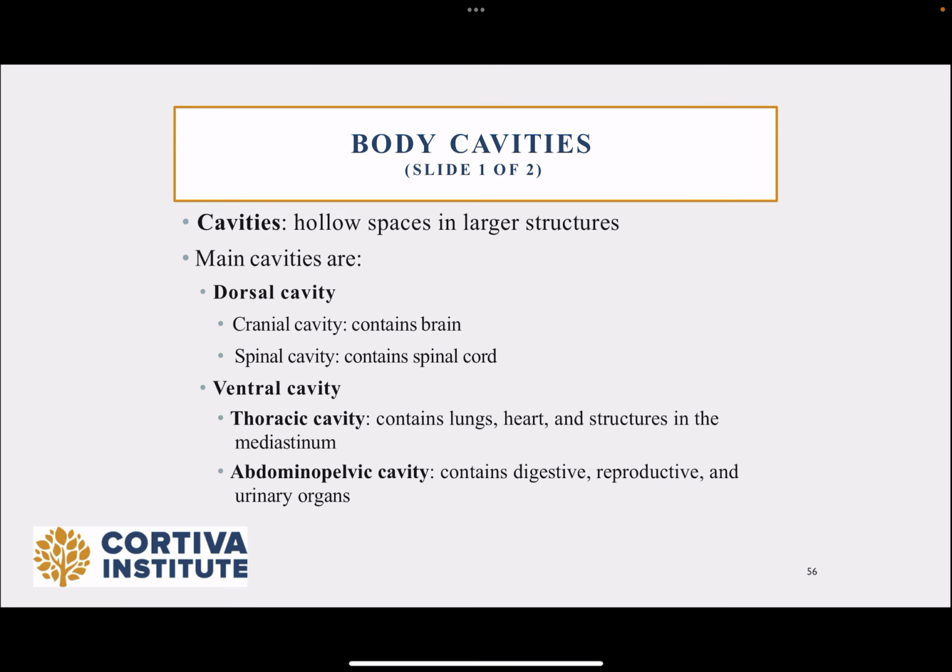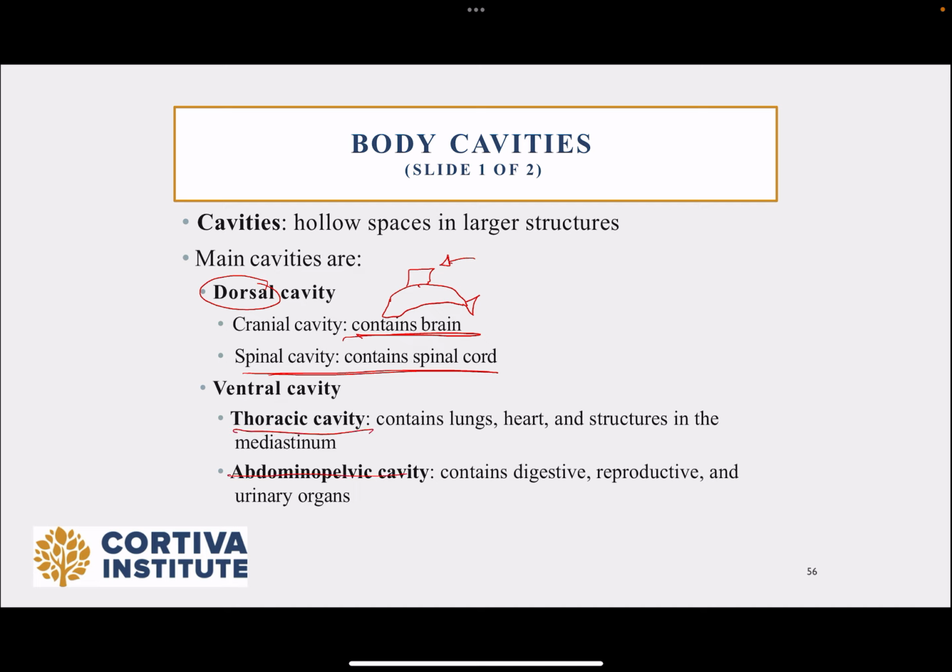The body cavities, right? These are hollow spaces in larger structures. There are main cavities. We, for instance, have the dorsal cavity. The dorsal cavity is going to contain the brain and spinal cord. Dorsal, right? This is how I remember it: in the ocean, there are dolphins and sharks. That fin on their back is a dorsal fin. Dorsal, you want to think towards your back. Ventral cavity, right?